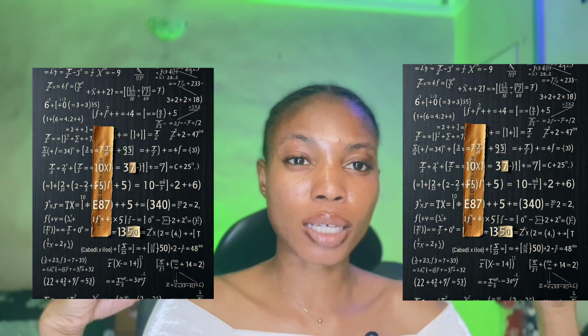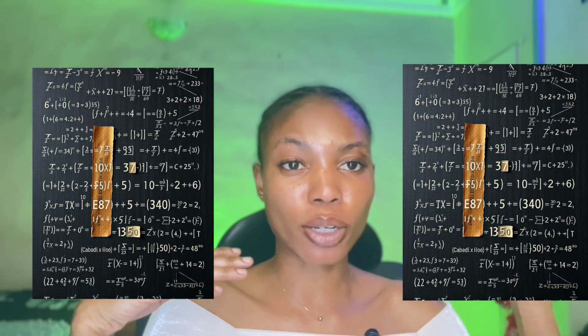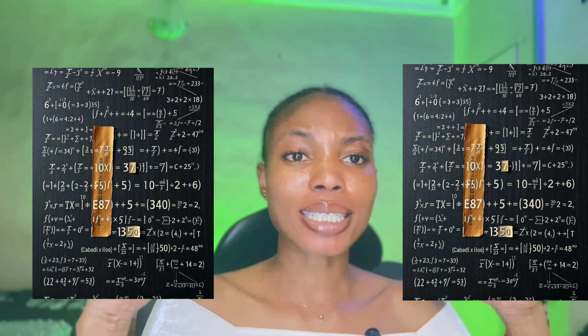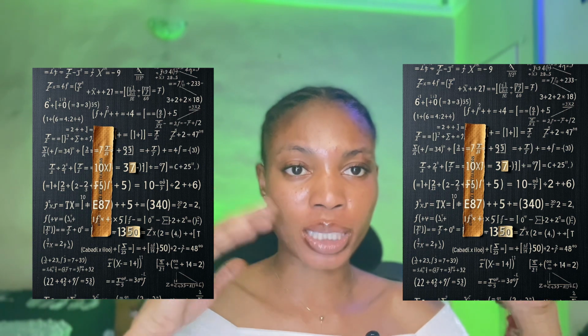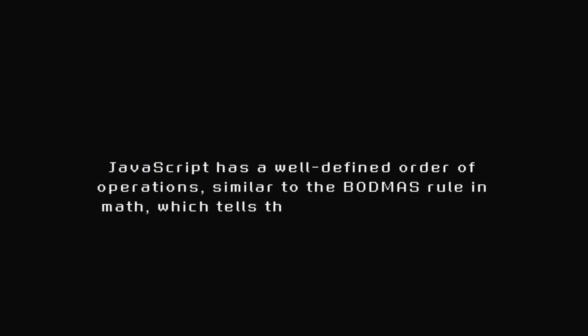In JavaScript, when we have multiple tasks or operations on a single line of code, the computer has to decide which one to do first. And the entire process of decision making in this scenario is what we call operator precedence. JavaScript has a well-defined order of operation that is kind of similar to the BODMAS we used in maths: brackets, of, division, multiplication, addition, subtraction, if you remember. It's kind of similar to that.